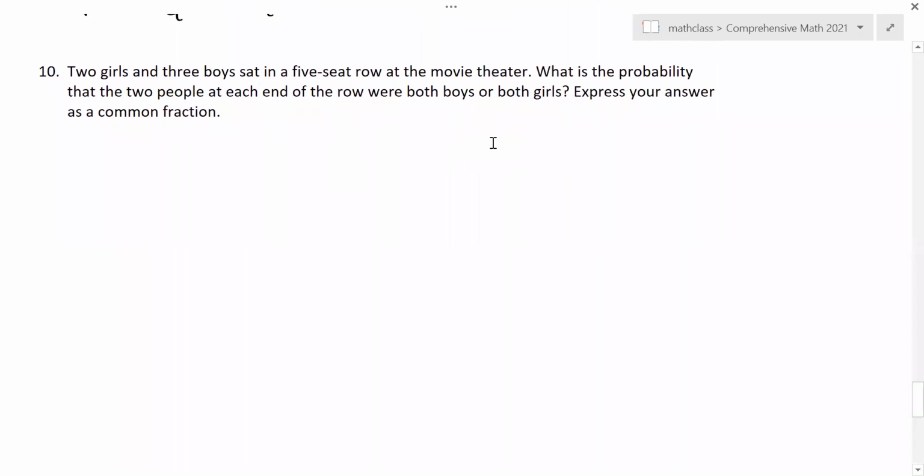I do not have too much time, but let's finish the last one. This is 2 girls and 3 boys sitting in a 5-seat row at the movie theater. What is the probability that the 2 people at each end of the row are both boys or both girls? Express your answer.